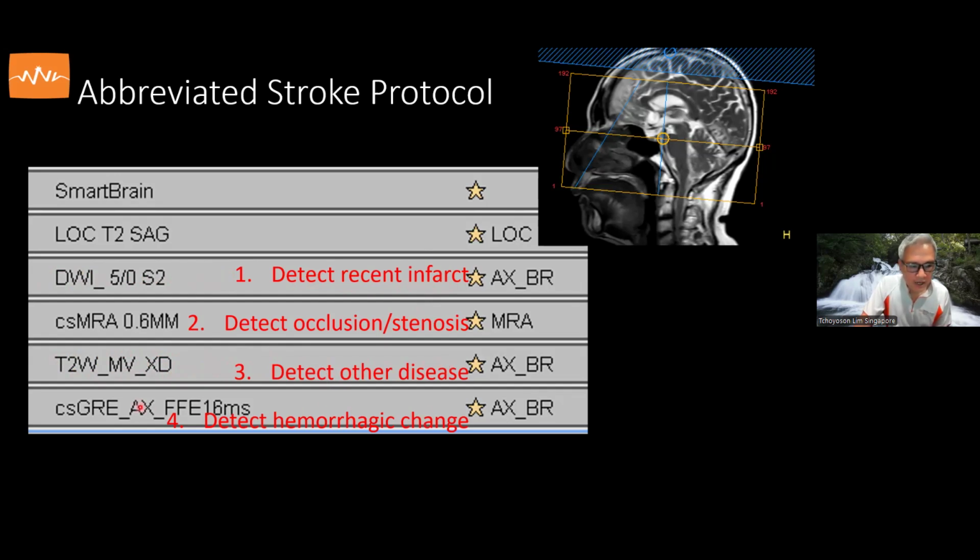And finally, I mentioned that GRE is very good for hemorrhage, and any hemorrhagic conversion of an ischemic infarct, we depend on the GRE to detect low signal intensity. Of course, I showed you MRA that detects stenosis and occlusion of the large vessels.